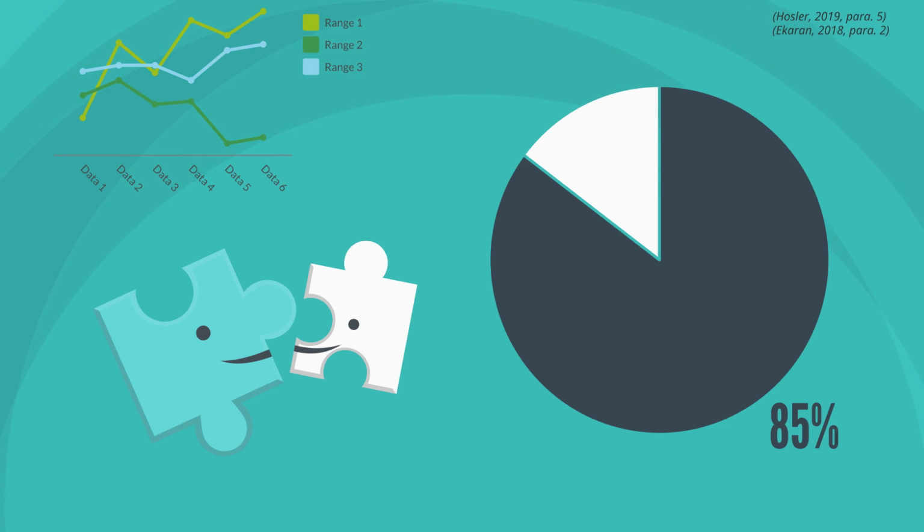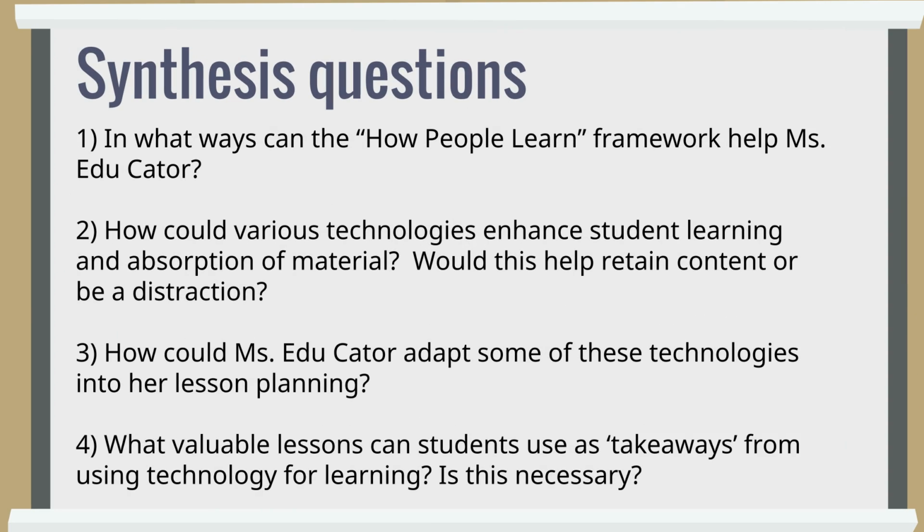Here are the synthesis questions for this video. 1. In what ways can the How People Learn framework help me as an educator? 2. How could various technologies enhance student learning and absorption of material? Would this help retain content or be a distraction? 3. How could Ms. Educator adapt some of these technologies into her lesson planning? 4. What valuable lessons can students use as takeaways from using technology for learning?